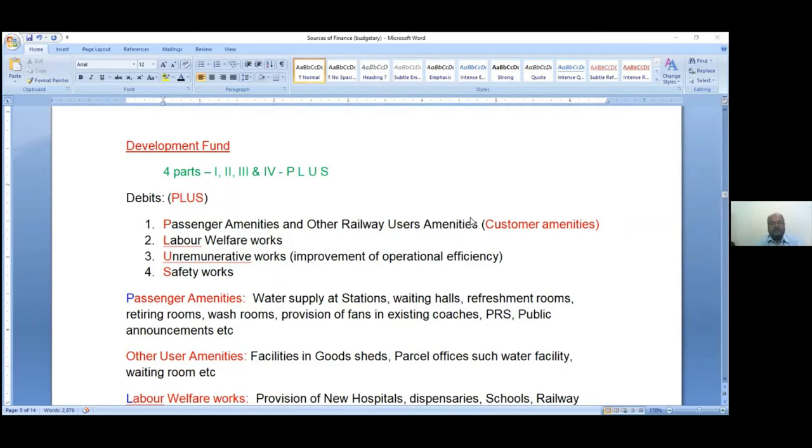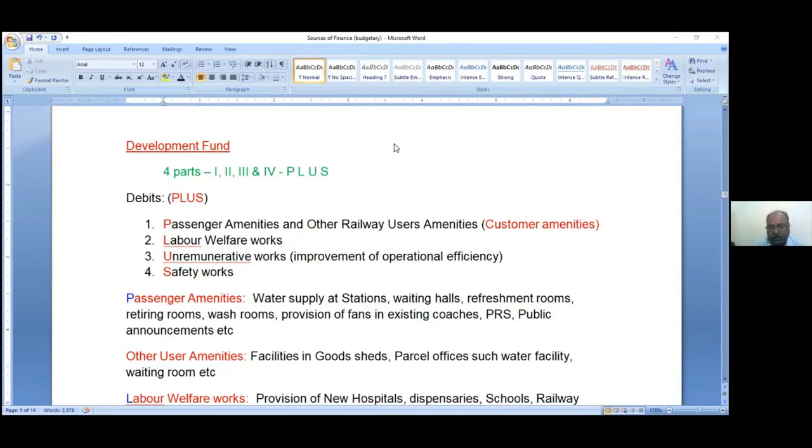Thank you. Now we'll discuss this development fund. The name itself reflects its purpose. This fund is used for the betterment of the passengers or the betterment of the staff and other activities. That means the works which are not measured, or are because of safety, are chargeable to this development fund. It is divided into four parts, that means development fund 1, 2, 3, 4. It is easy to remember: PLUS.